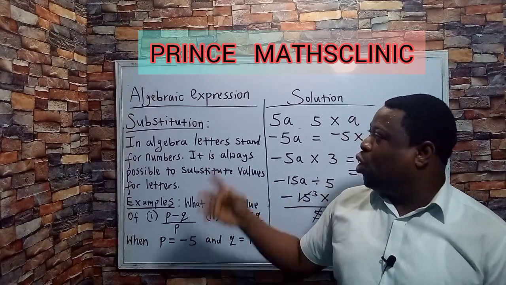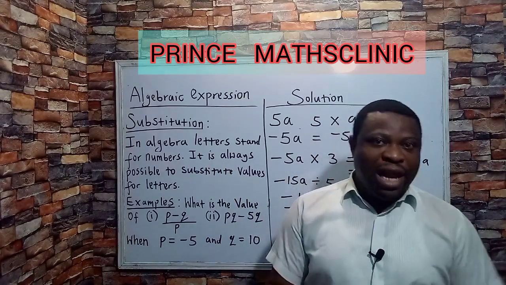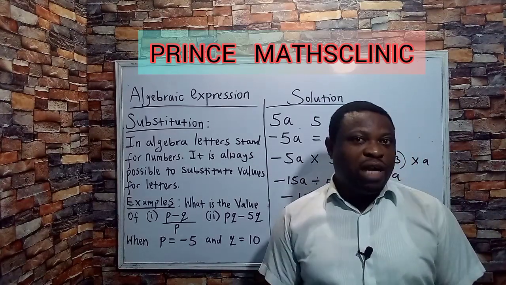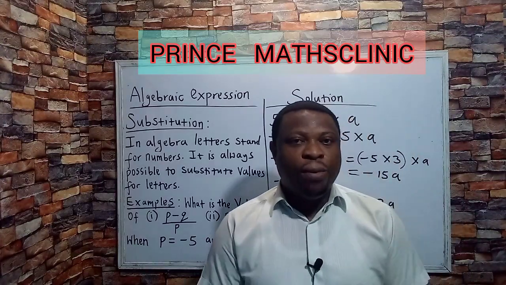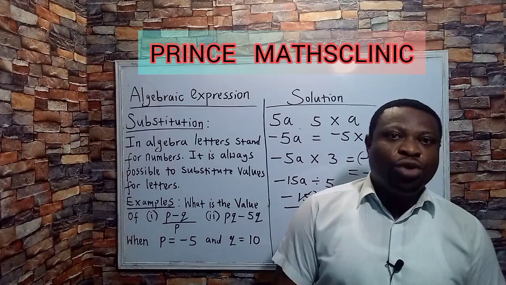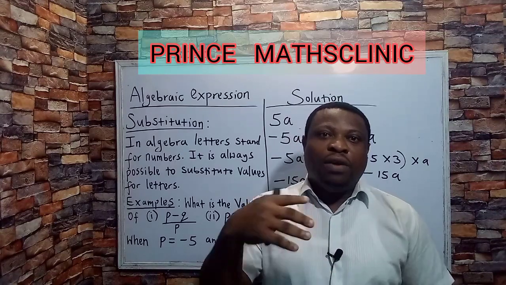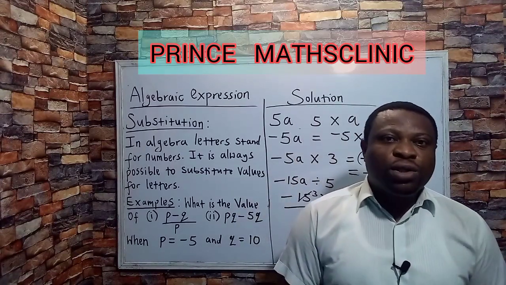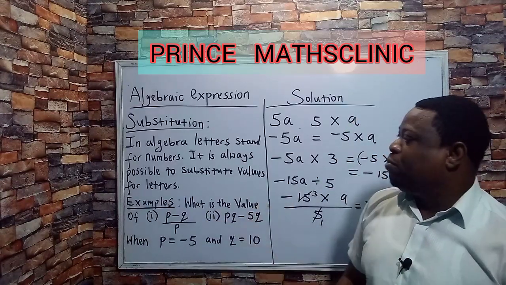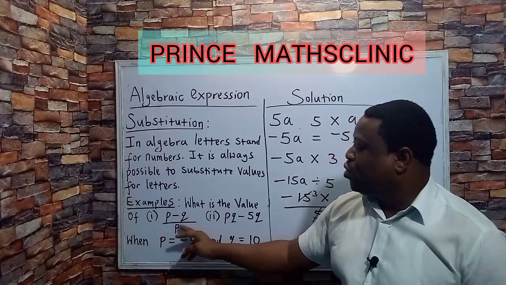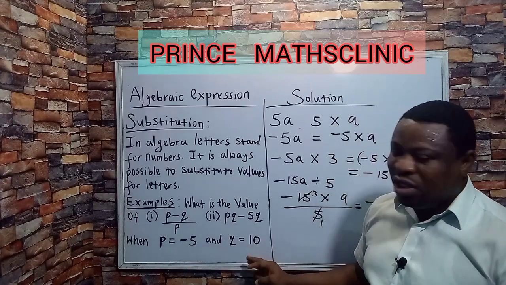Now, looking at substitution in algebra, we can substitute values for letters. Values can be substituted for letters. Just as in a football match, the manager of a football club can choose to substitute player number 5 for player number 23. So also, you can use figures to represent unknown letters, just as we have in this example: to find the value of p minus q over p and pq minus 5q when p is minus 5 and q is 10.